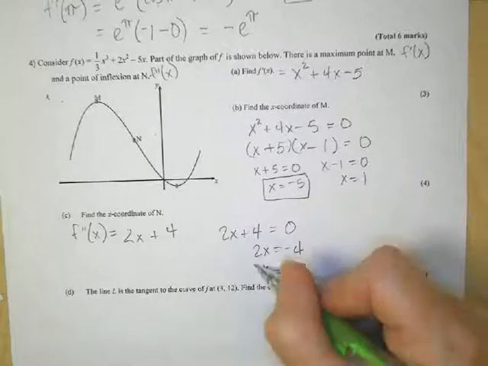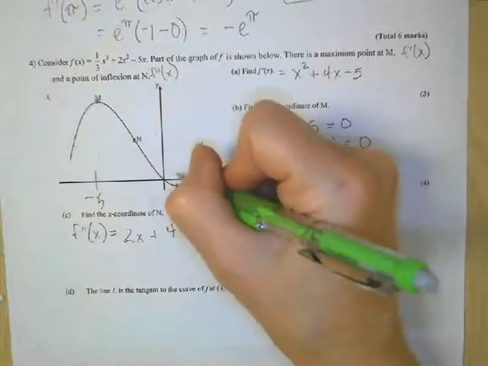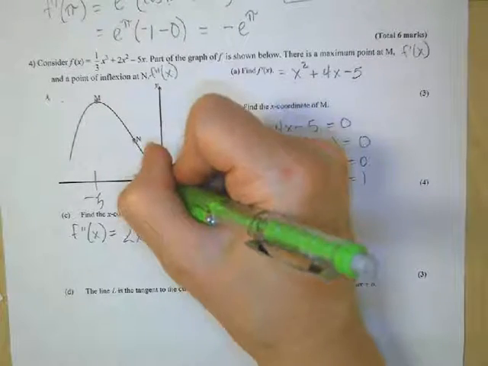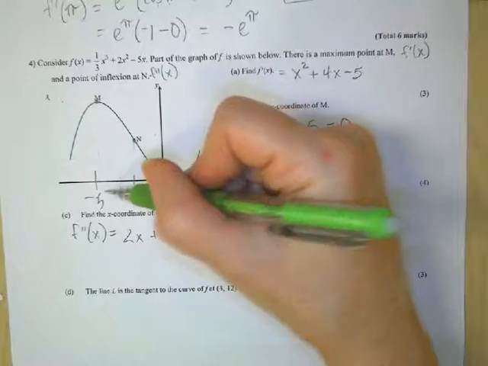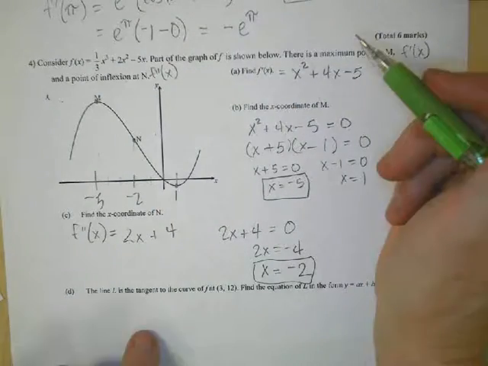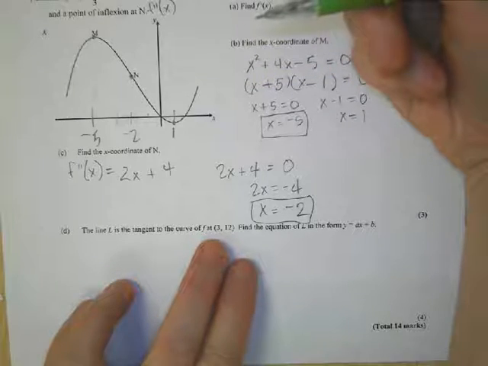So right here, x is equal to negative 2. And that makes sense if you think about it. If this was negative 5, and this was 1, and that's negative 2, it kind of looks like this is actually pretty much drawn to scale. Doesn't look too bad.